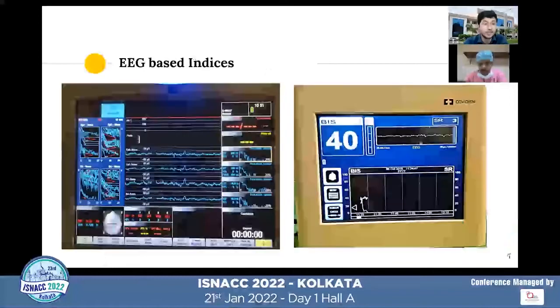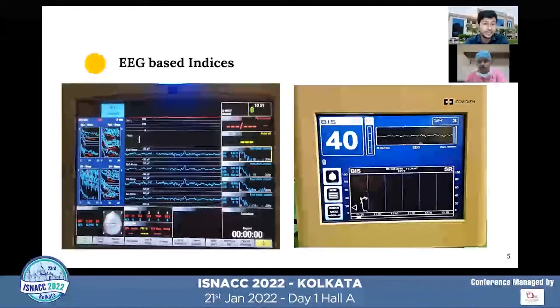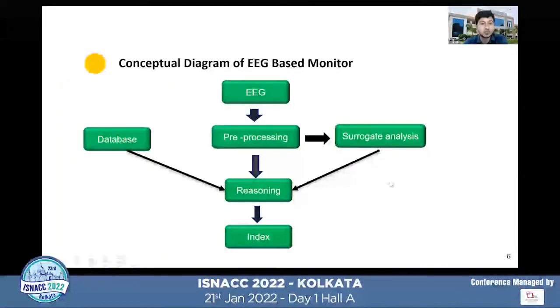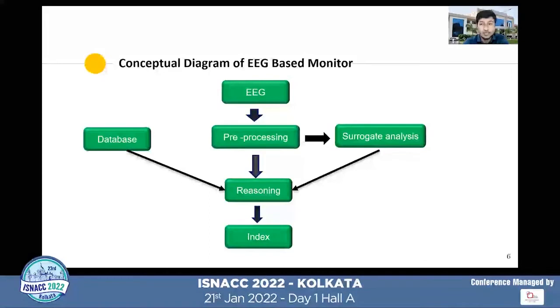Then in the early 1990s came the concept of processed EEG, where the raw EEG is processed to form a processed EEG, and subsequently an algorithm is applied to arrive at a number or an arbitrary index. This will help us in guiding the depth of anesthesia. So this is basically how a depth of anesthesia monitor works.